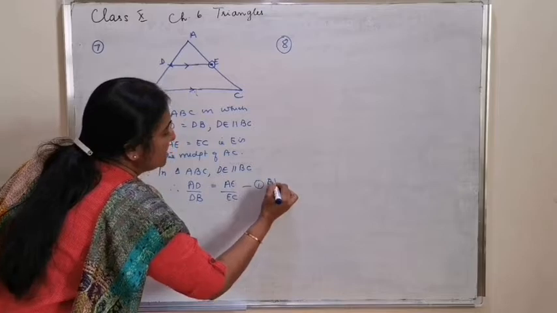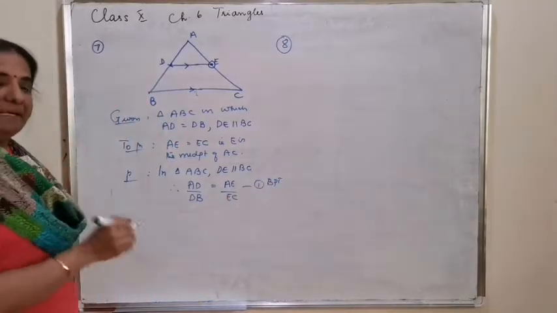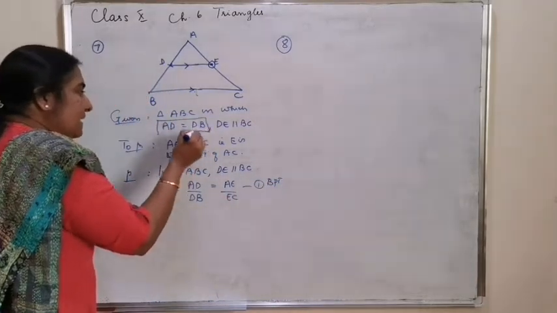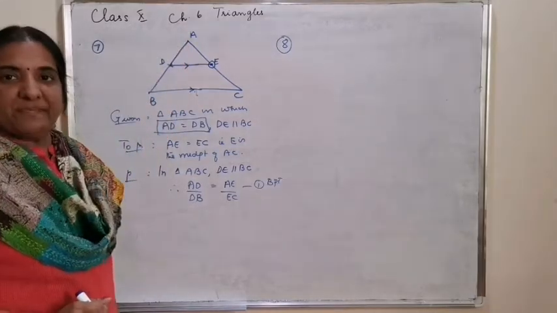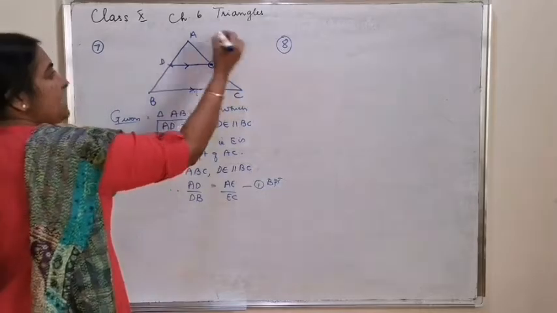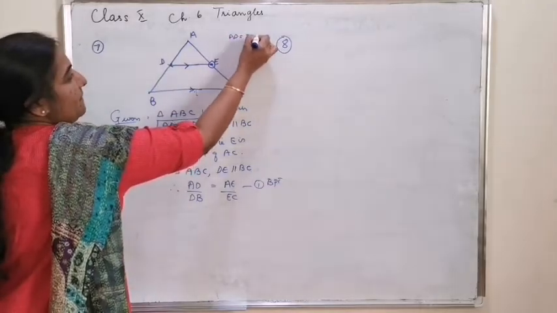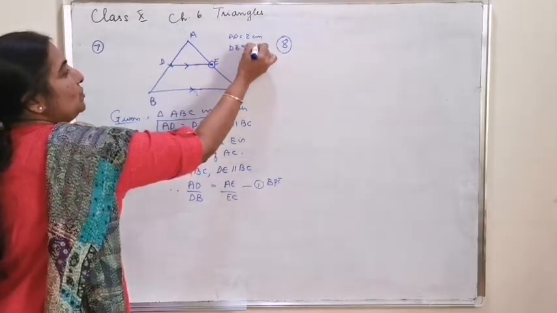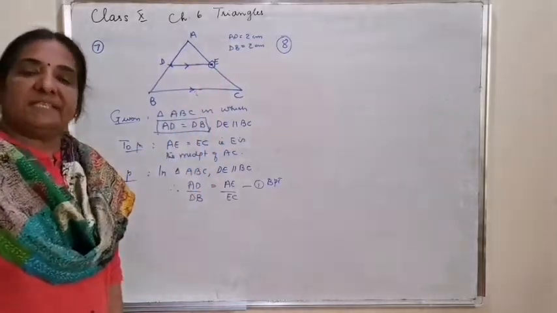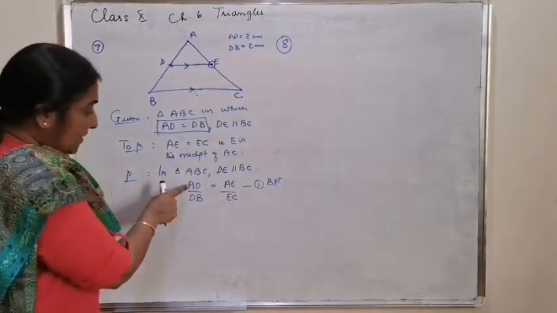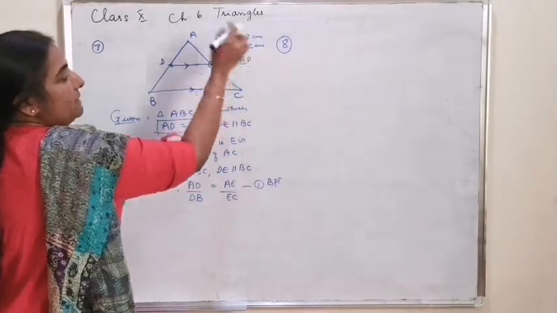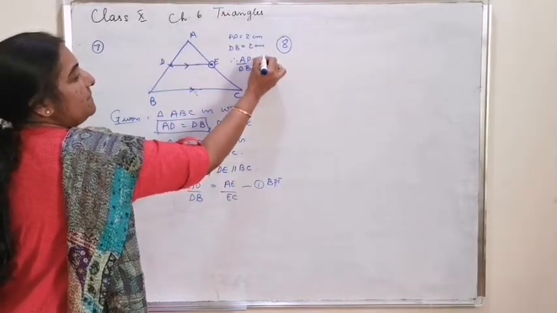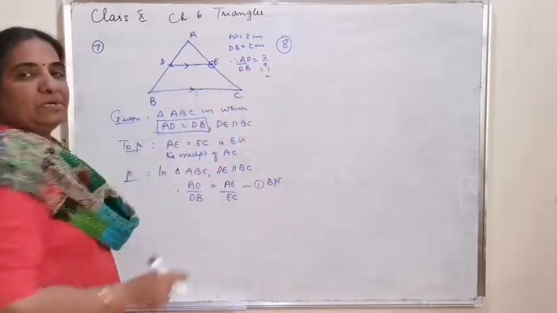Equation number 1, basic proportionality theorem. But there is a relation between the length of AD and length of DB. That is, if AD is 2 centimeter, DB is also 2 centimeter. And in basic proportionality theorem, we need the ratio. In this case, if AD is 2 and BD is 2, what is AD by DB? 2 by 2, which is equal to 1.